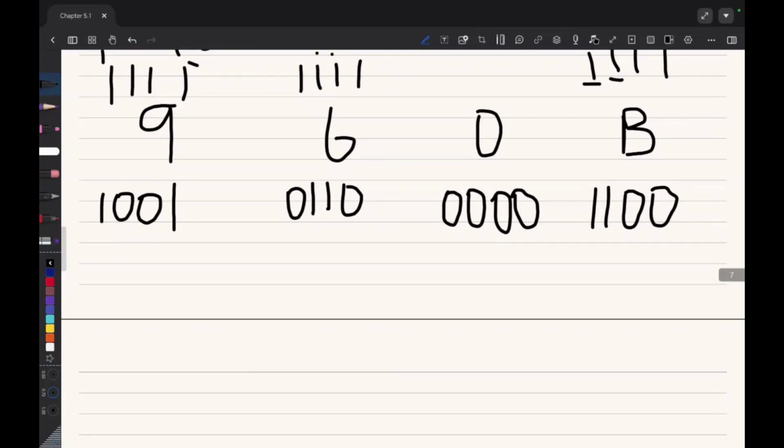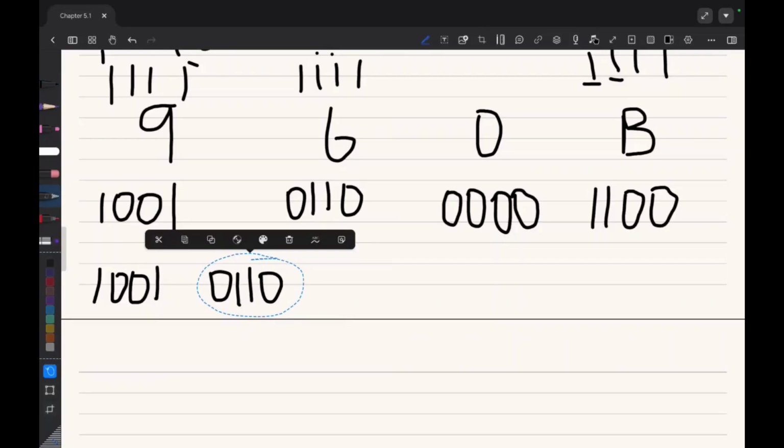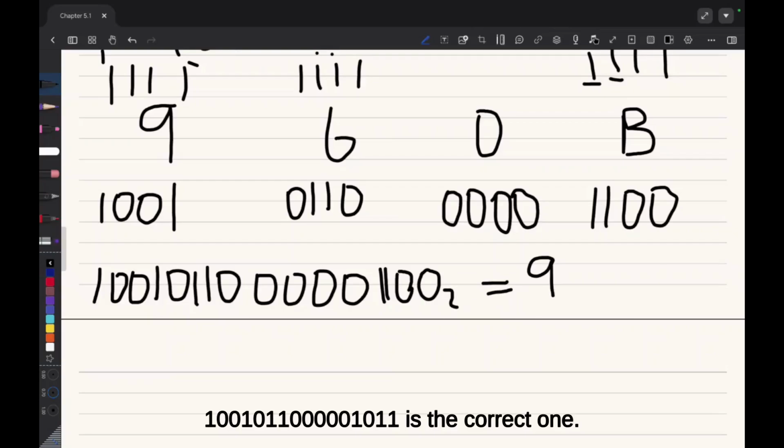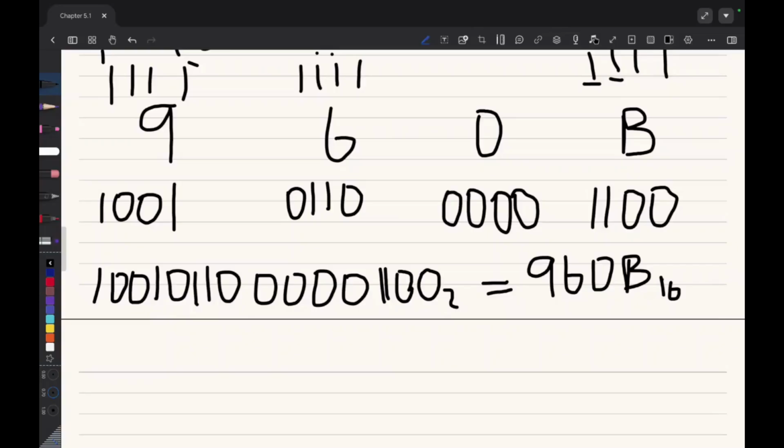All right. This is going to be the binary representation of that number. So 1, 0, 0, 1, 0, 1, 1, 0. I should write this next to each other actually. Then 0, 0, 0, 0, 1, 1, 0, 0. This is going to be the binary representation of the hexadecimal number 960B. Alright, don't forget the bases again.